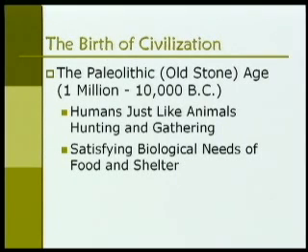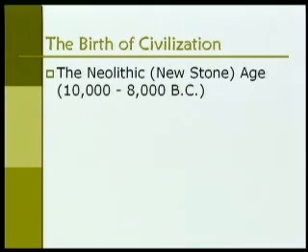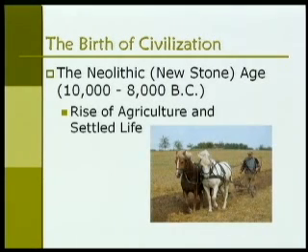And through these hunting and gathering expeditions, they satisfied their biological needs of food and shelter. So human beings were just doing what other animals were doing. Now, the next stage in history is the Neolithic stage, which is called the New Stone Age, that ran from 10,000 to 8,000 BC, before Christ. That's how I use the time period in my classes. So get used to it, and I encourage you also to keep it simple, BC and AD.